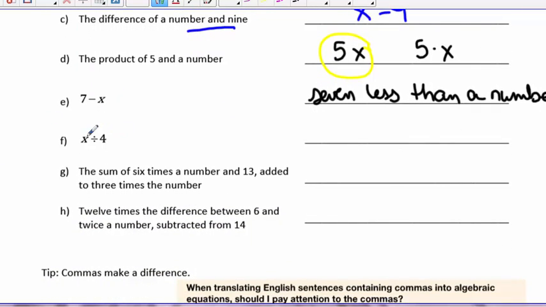And part F, it's a division, so one of the division words I could use is quotient. So I'll say the quotient of the two things we're taking the division of, so the quotient of a number. We always use the phrase a number to signify the variable, and 4. Alright.